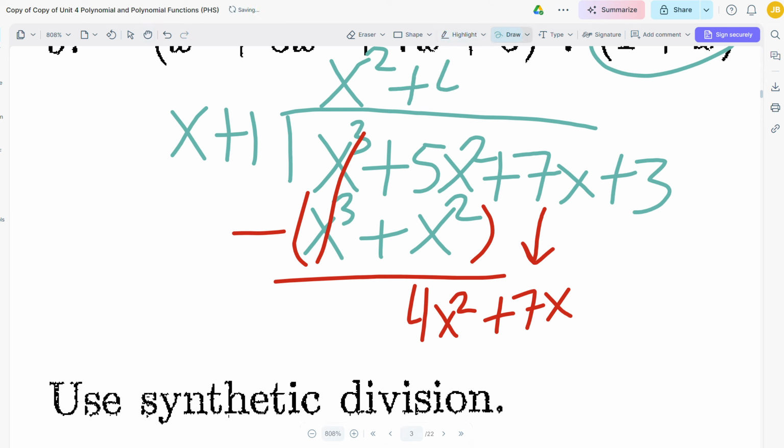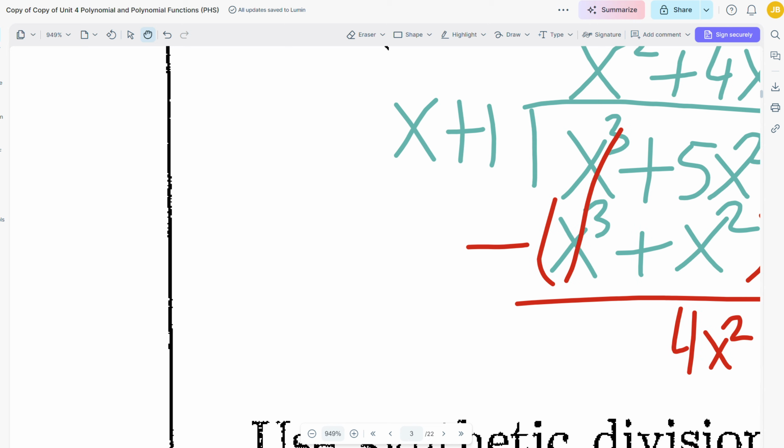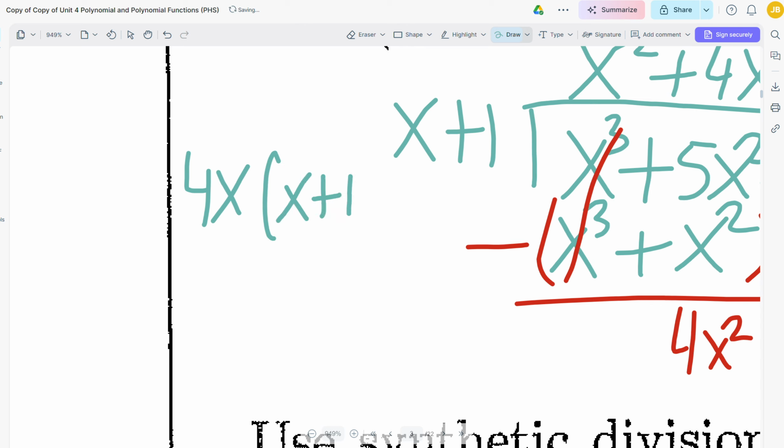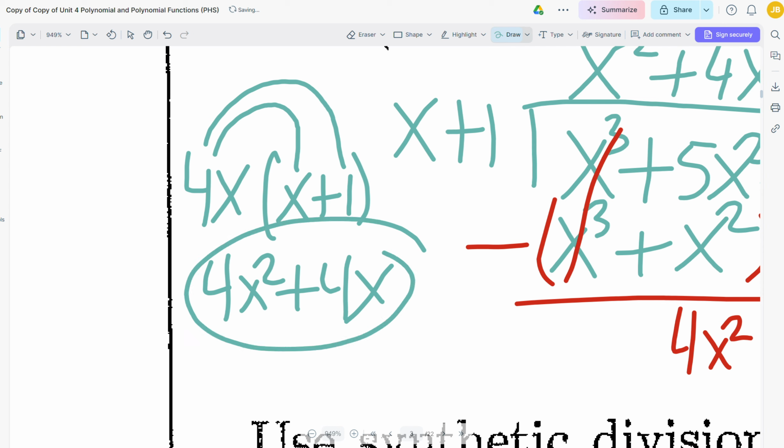Plus 4x. Now let's do this math to the side. We're going to take our 4x and multiply by x plus 1. All right, so let's go ahead and do that. 4x times x is 4x to the power of 2. 4x times a positive 1 is positive 4x. I'm going to go ahead and write that down over here.